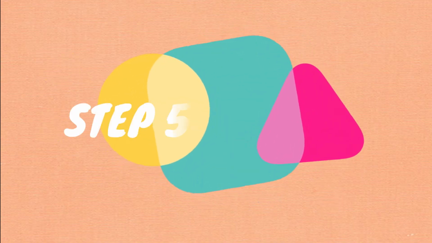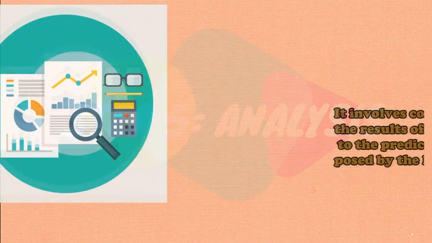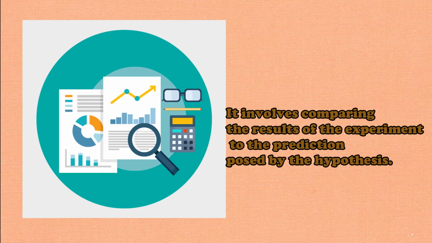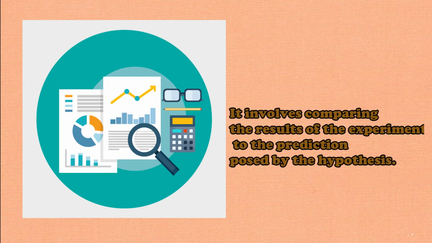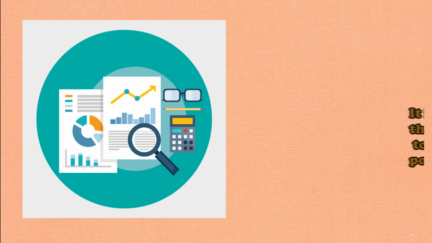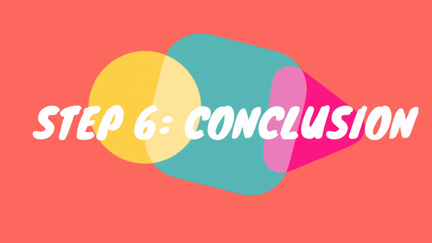After conducting an experiment, the scientist must begin his analysis. The analysis involves comparing the results of the experiment to the prediction posed by the hypothesis. Based on the observation he made, the scientist has to determine whether his hypothesis is correct. Then, he sums up his findings with the conclusion.